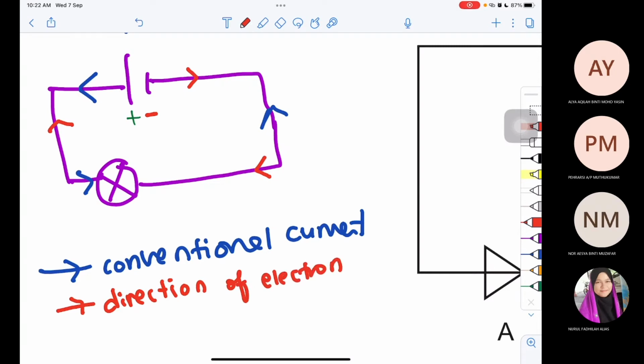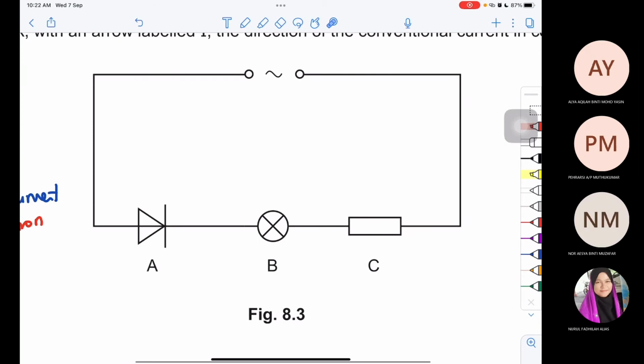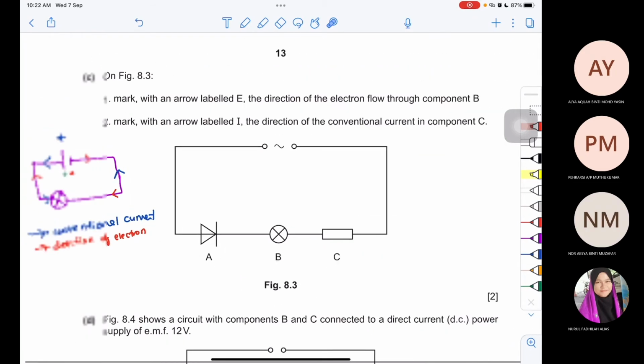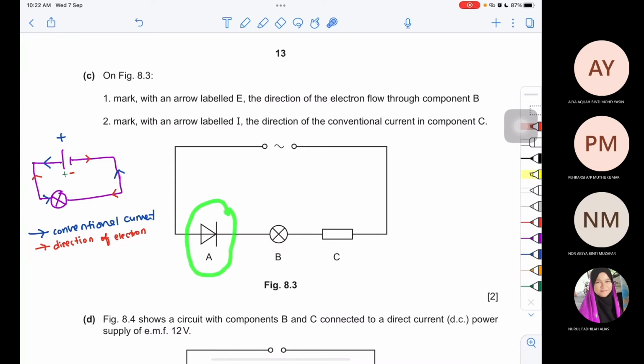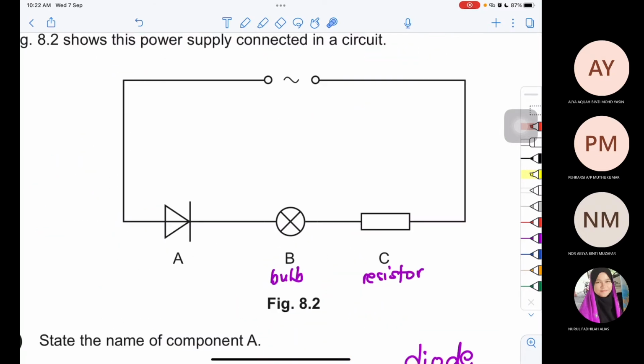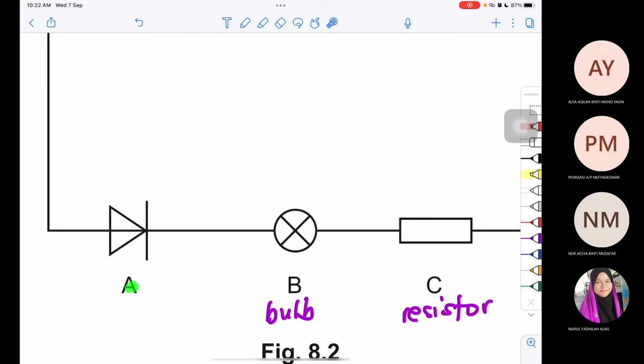Okay, direction of electrons. So you have to know these two, the difference between these two. So if we have a dry cell. But for this question, we don't have the dry cell. Kita ada alternating current. Jadi how do we determine? So you tengoklah what do we have here. Kita ada A. What is A? A is a diode. Soalan tadilah, dia dah tanya you all dah. What is A? A ni is a diode.